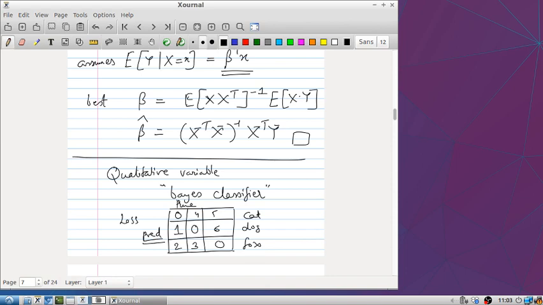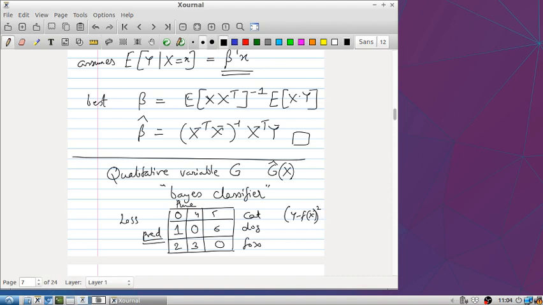In the regression case, I just said the loss was basically y minus f of x, squared. Here, it's a qualitative variable. Let's call it g, and let's call the prediction function g hat. So it's a prediction function, so it has to take a value x and spit out a prediction. That prediction either is the same as g, so the truth is cat and the prediction is also cat, or the truth is cat and my prediction is dog or fox.